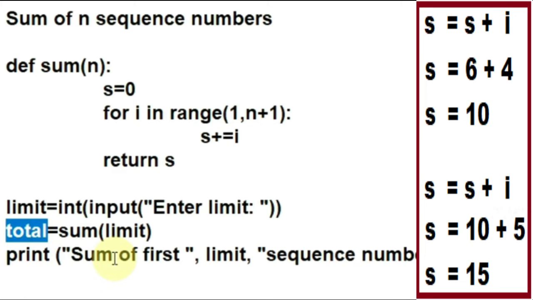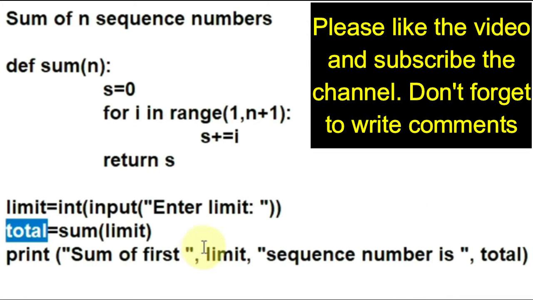You are displaying here sum of first 5, assuming that the value entered by the user is 5. Sum of first 5 sequence numbers is, and the answer which is in the total variable.